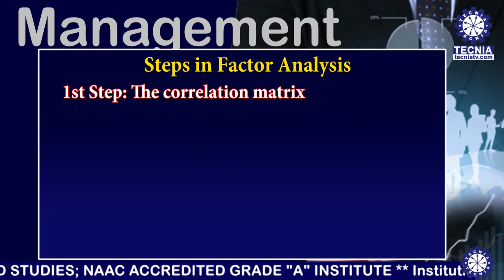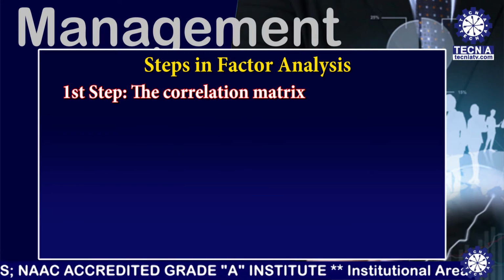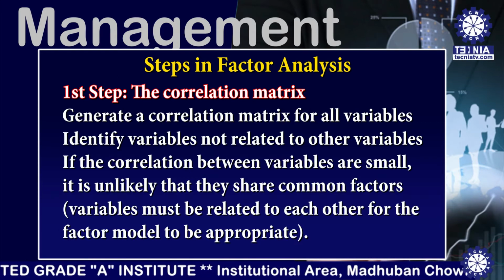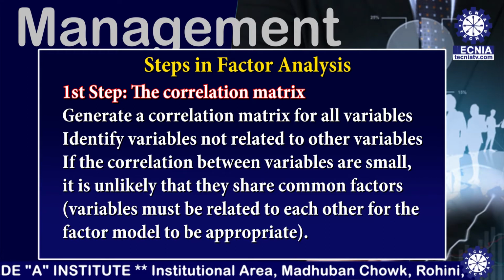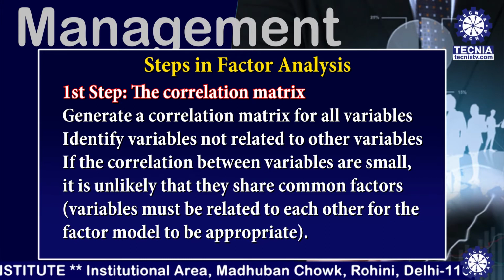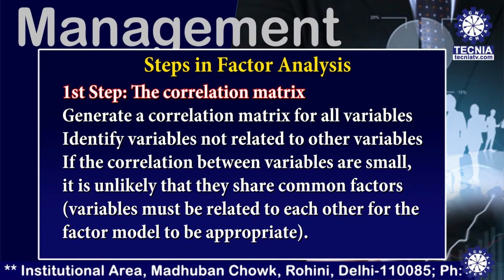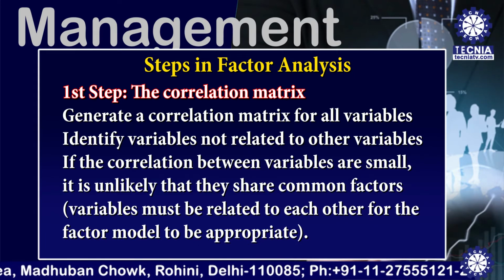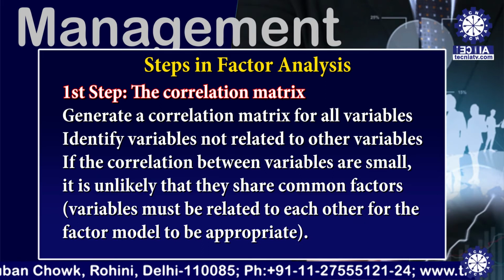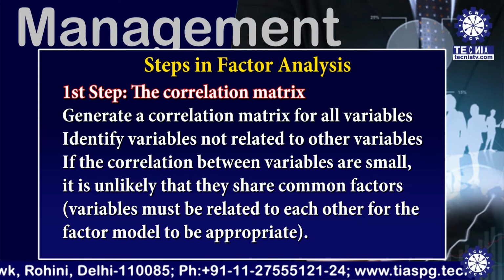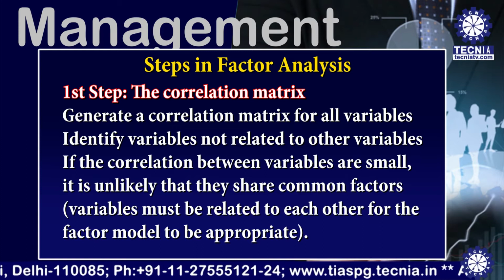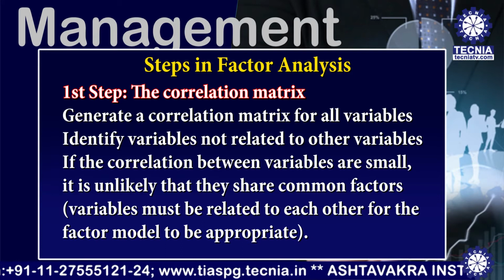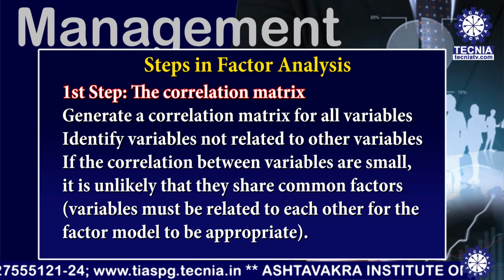Now I am explaining the first step, which is the correlation matrix. In the first step, generate a correlation matrix for all variables. Identify variables not related to the other variables. If the correlations between variables are small, it is unlikely that they share a common factor. Variables must be related to each other for the factor model to be appropriate.